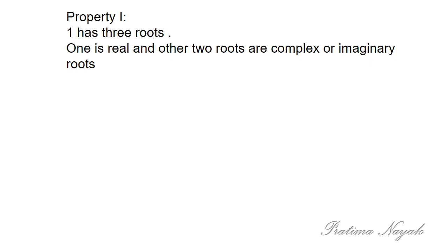So 1 has 3 roots. One is real and the other two are complex or imaginary roots. And we call it property 1. So the roots are 1, minus 1 plus root 3i over 2, and minus 1 minus root 3i over 2.